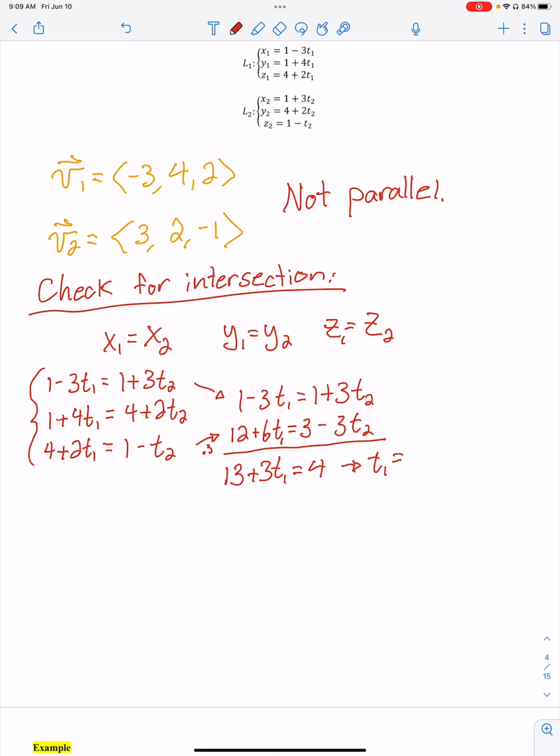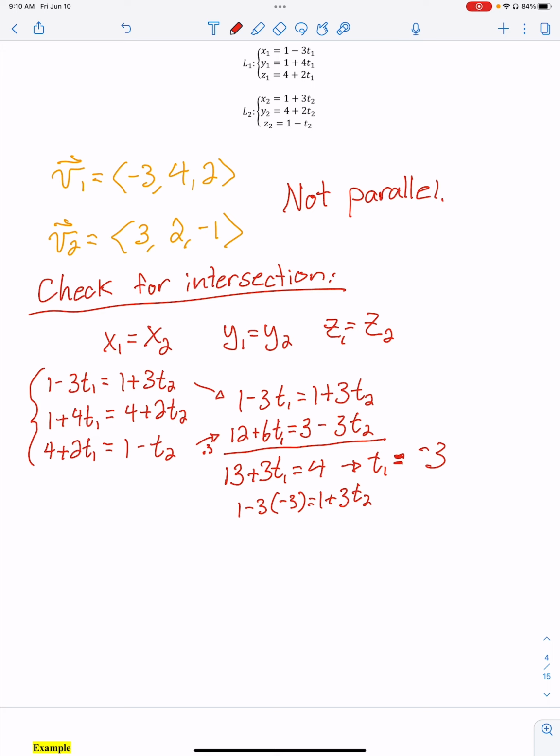So I would minus 13. So minusing 13 from that, what is that? -9 divided by 3 is a -3. So we get t1 is -3. I plug that back into one of my equations, and now I use this to solve for t2.